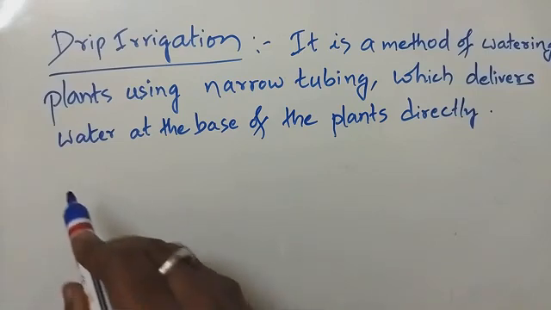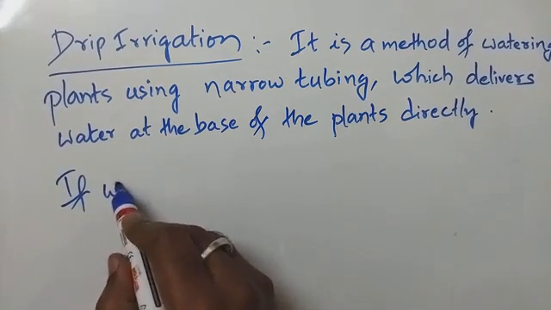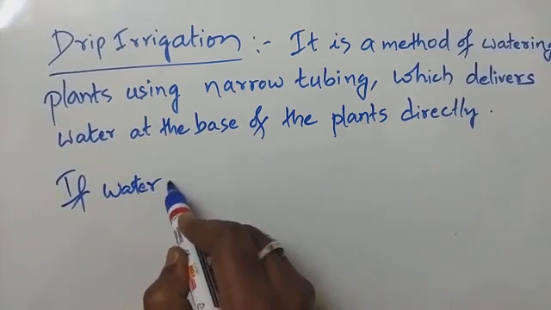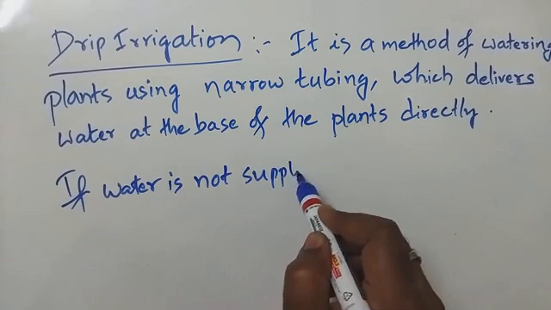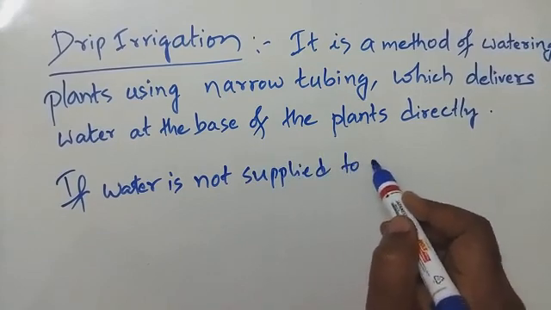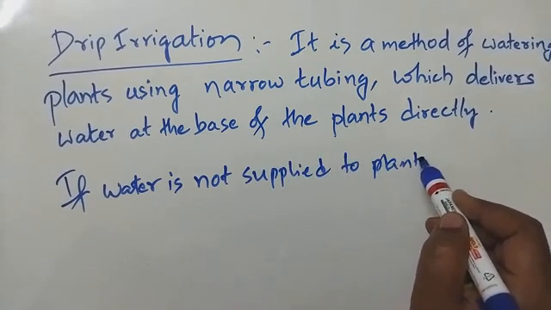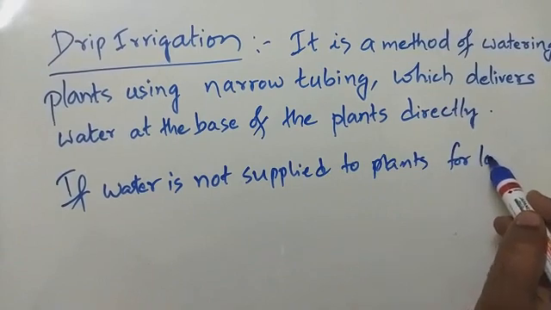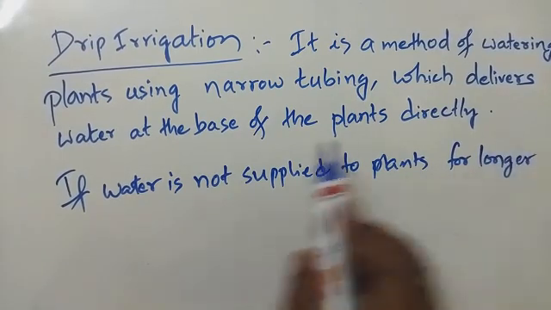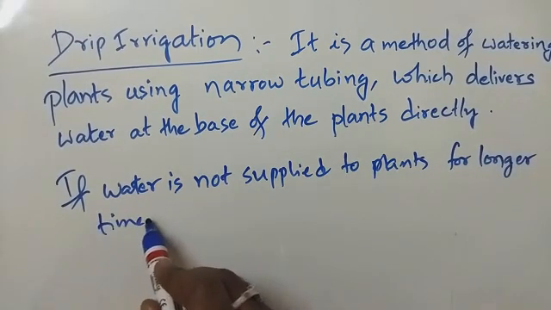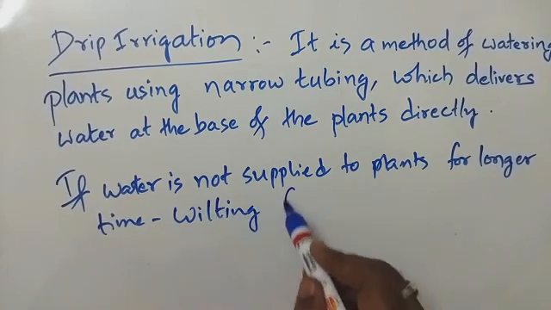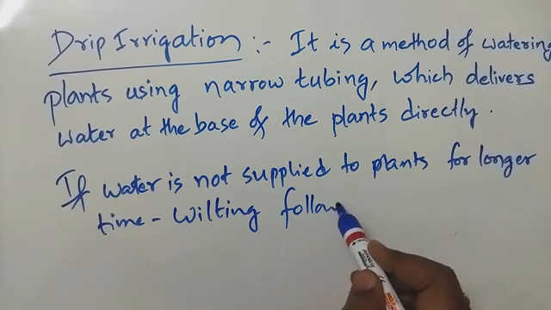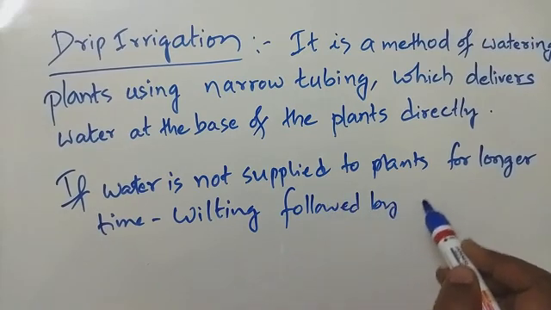If water is not supplied to plants for a longer time, what will be the result? Wilting followed by drying up.